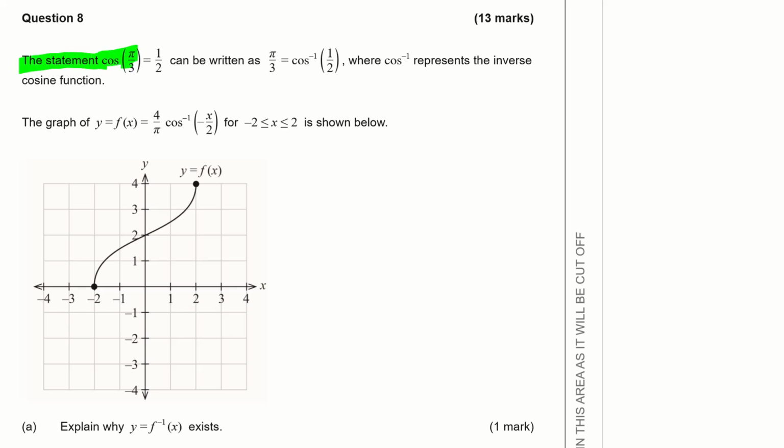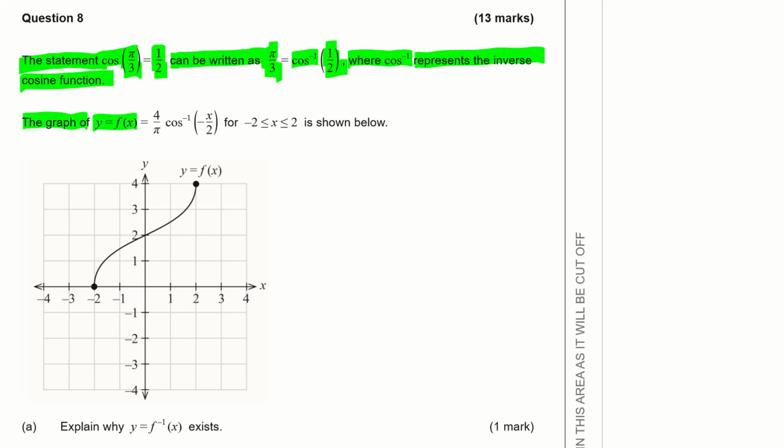The statement cos of pi by 3 equals a half can be written as pi by 3 is the inverse cosine of a half, where the inverse cosine, or cos minus 1, represents the inverse cosine function. The graph of y equals f of x is 4 divided by pi inverse cosine negative x over 2 for x between negative 2 and 2, shown below. Explain why an inverse for this function exists.